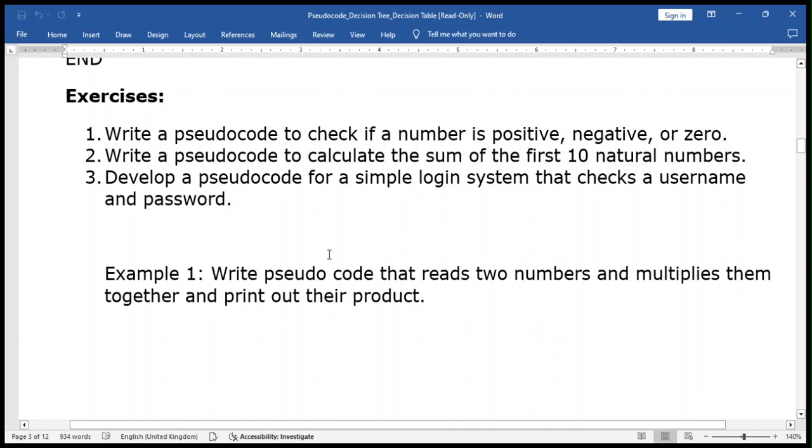Okay, I would like us to continue on the exercises of pseudocode. Don't mind the background noise.